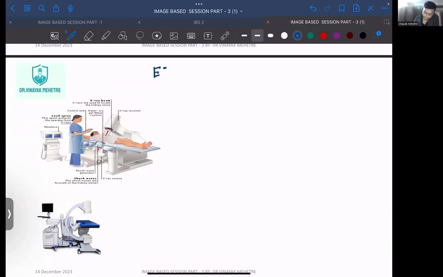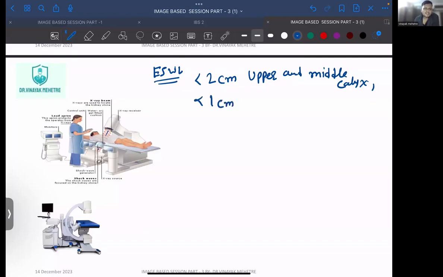ESWL, right? बीम लगा के स्टोन को तोड़ना. ओके, बीम लगा के स्टोन को तोड़ना. हाउ मच? यस, 20 mm का मतलब क्या हुआ? 2 सेंटीमीटर. बट वेयर? इन अपर एंड मिडल व्हाट? कैलिक्स. ठीक है, अपर एंड मिडल में आ गया 6 to 20, तो तुमने जो लिखा है. बट अब इससे भी छोटा हो सकता है, राइट? लेस देन 1 सेंटीमीटर, दैट मीन्स लेस देन 10 mm in where? In lower calyx.